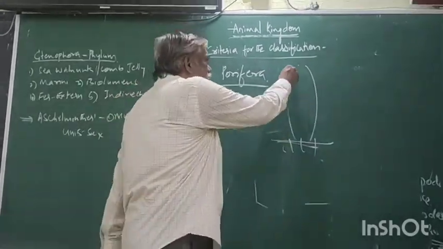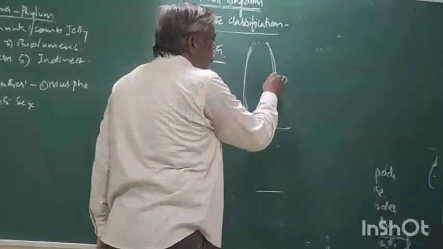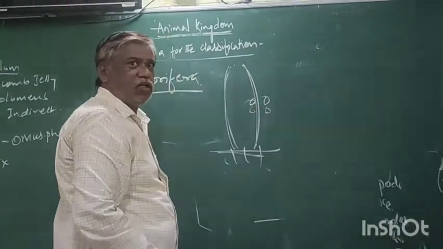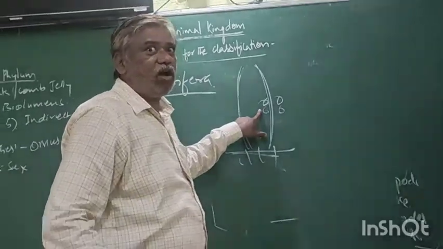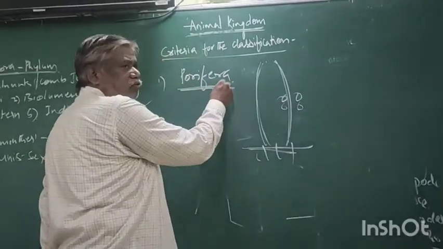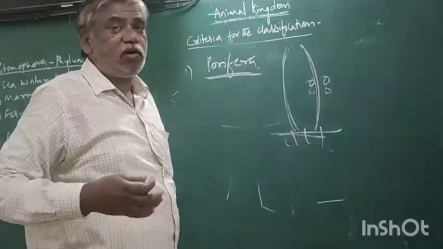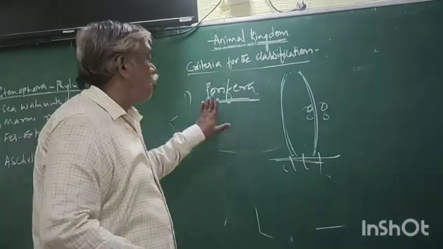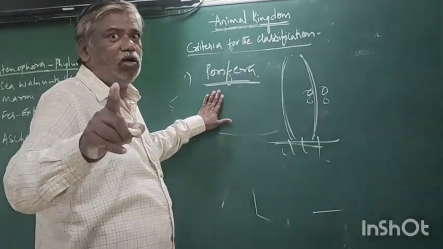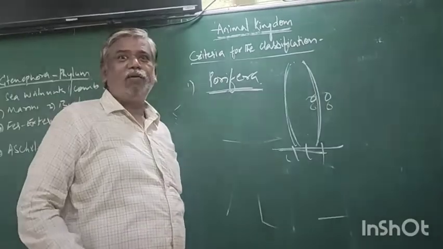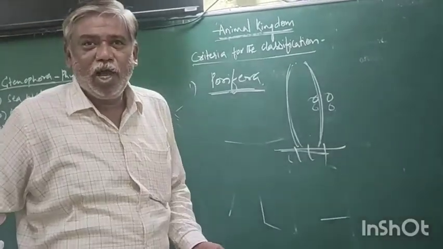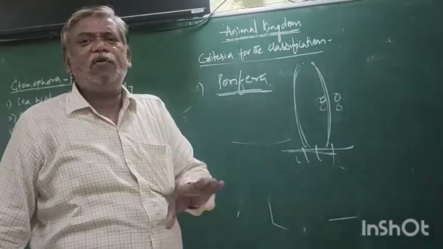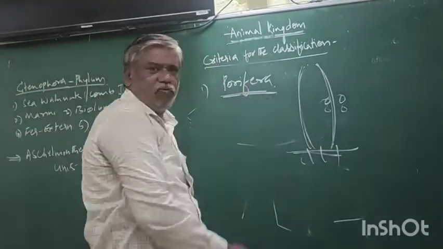Now, the body contains two layers, pinacoderm and choanoderm. The pinacoderm is made of pinacocytes, the choanoderm is made of choanocytes. The presence of choanocytes is the most important feature, just as the presence of mammary glands is an important feature of mammals. Similarly, choanocytes are an important feature. Why do I not belong to Porifera? Because I do not have choanocytes. Bluntly, if any animal has choanocytes, it is included in Porifera.